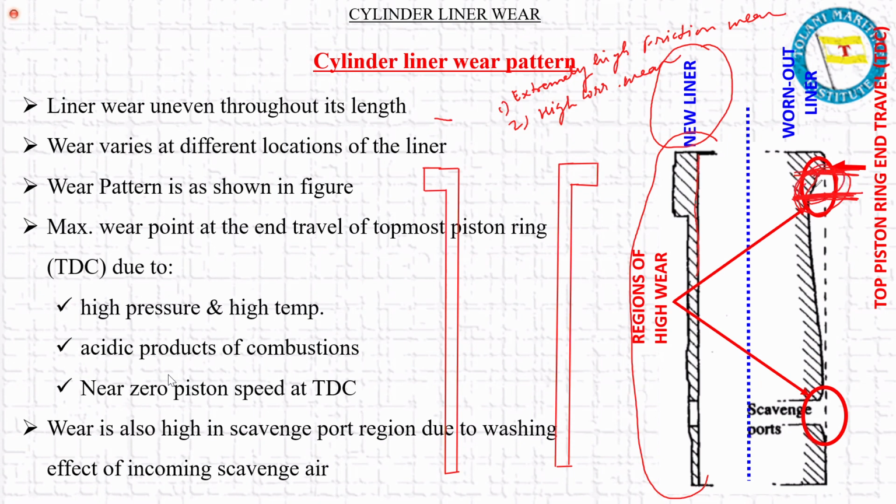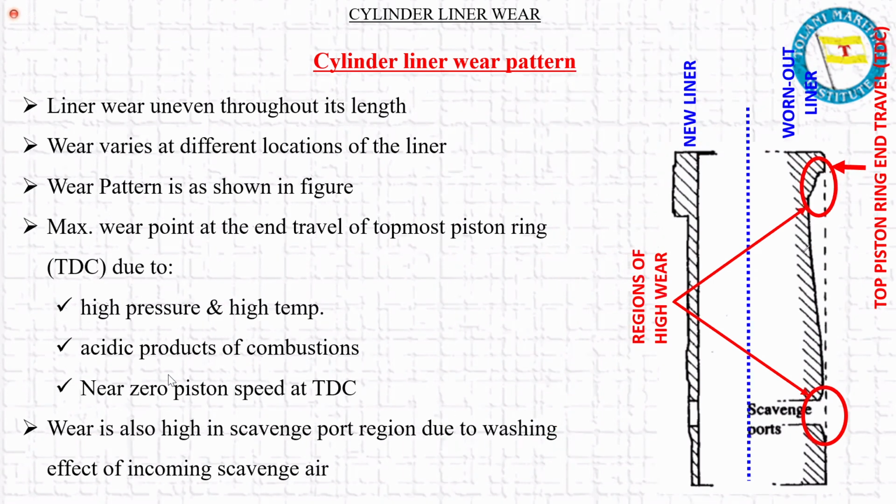यहाँ पे इस region में wear बहुत ज्यादा है, and your wear then continues to decrease as you go down, and again in the scavenge port region, the wear increases. So when you continue to use the liner after several thousand running hours, you'll find कि इसका diameter यहाँ पे liner का maximum यहाँ पे हो जाएगा, और यहाँ पे भी increase हो जाएगा scavenge port region में.